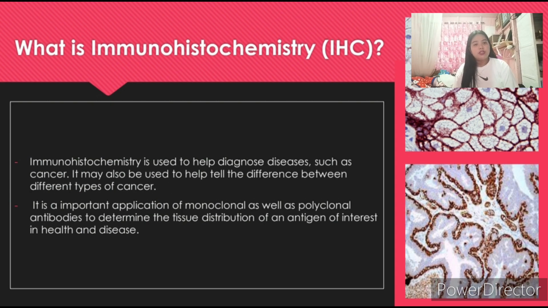So, what is immunohistochemistry? Diseases like cancer can be better diagnosed with the aid of immunohistochemistry. It can also be used to differentiate or find the difference between the various types of cancer. It is an important application of monoclonal and polyclonal antibodies to determine the tissue distribution of an antigen of interest in health and diseases.